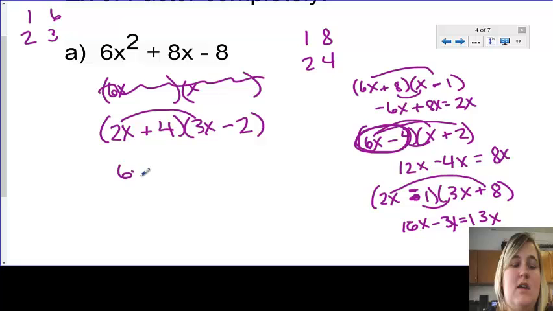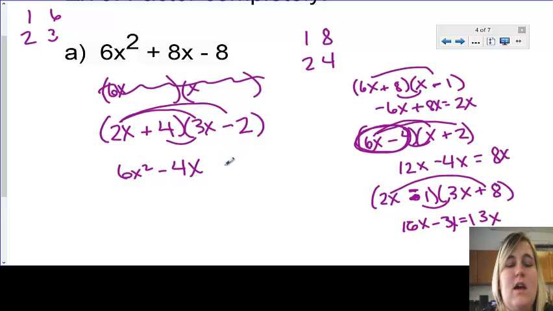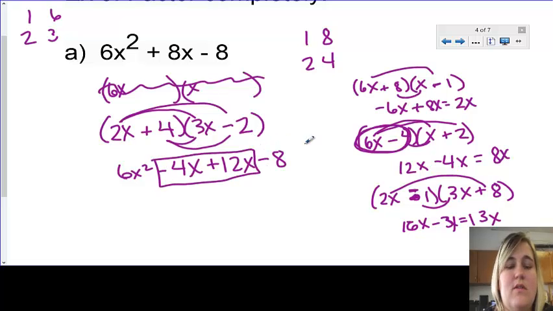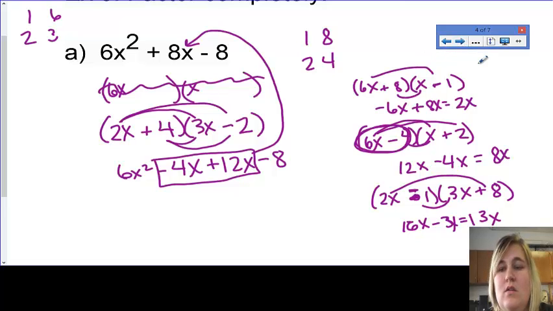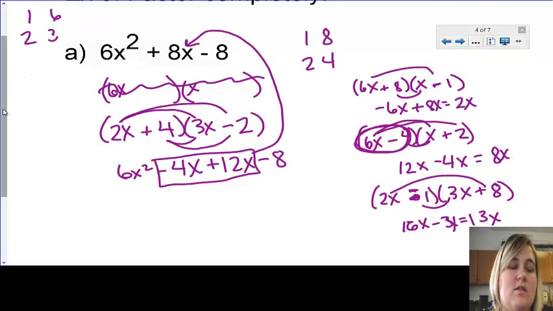That gets me 6x squared. Outside would get me negative 4x. Inside gets me positive 12x. And last would get me a negative 8. When I take negative 4x plus 12x, that gets me a positive 8x. That is my final answer. Oh wait, there's one more on this one.